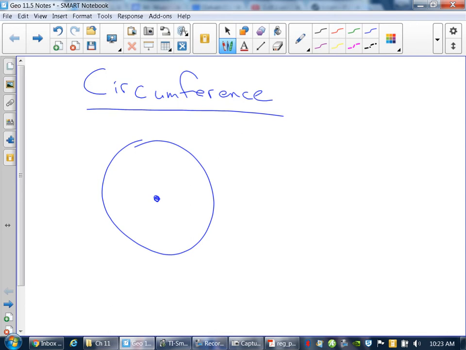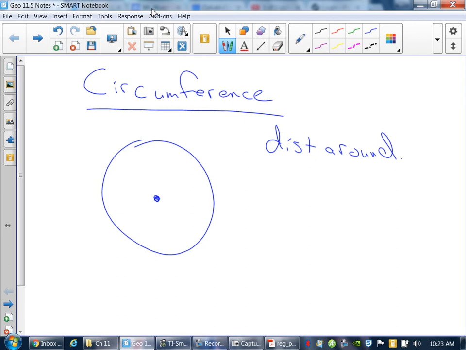So circumference with circles is the perimeter, if you will. It's the distance around, okay? The circumference is the perimeter of a circle. It's the distance around. And it had a formula to find it.